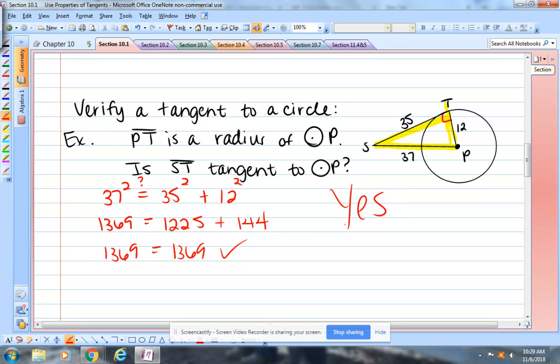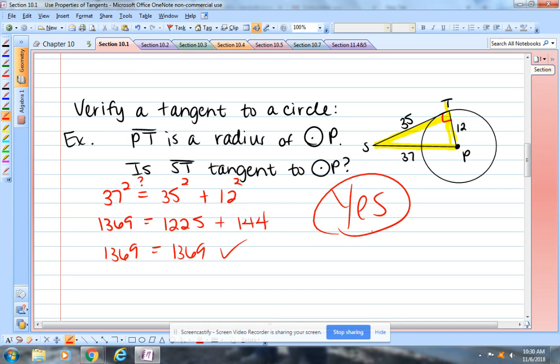Yes, because it's perpendicular, because the Pythagorean theorem was true, making it a right triangle, meaning we have a right angle right there at point T. So that's how you verify something is tangent. You use the Pythagorean theorem. Okay?